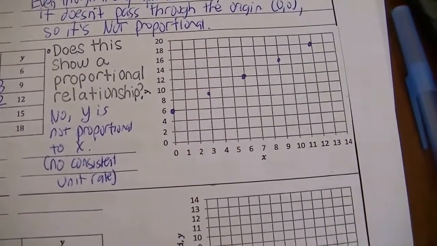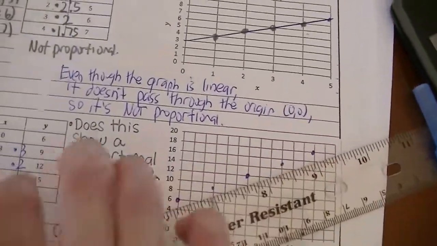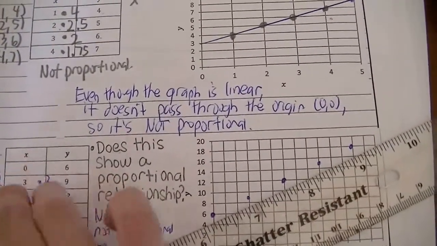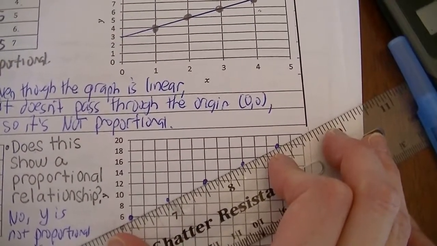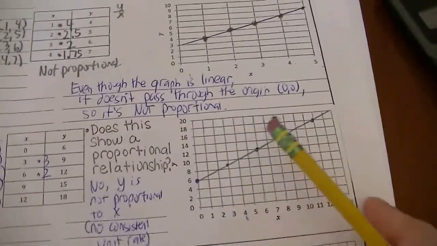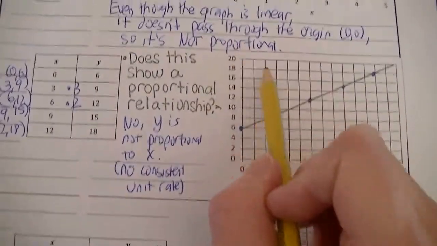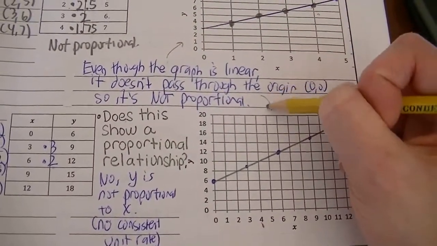Okay, this one also appears to be linear, but since it does not pass through the origin, it's not going to be proportional. Just like this table tells us it's not proportional, this graph is not going to be proportional. So, similar to the above problem, even though the graph is linear, it doesn't pass through the origin, so it's not proportional. I can say that about this table and this graph right here.